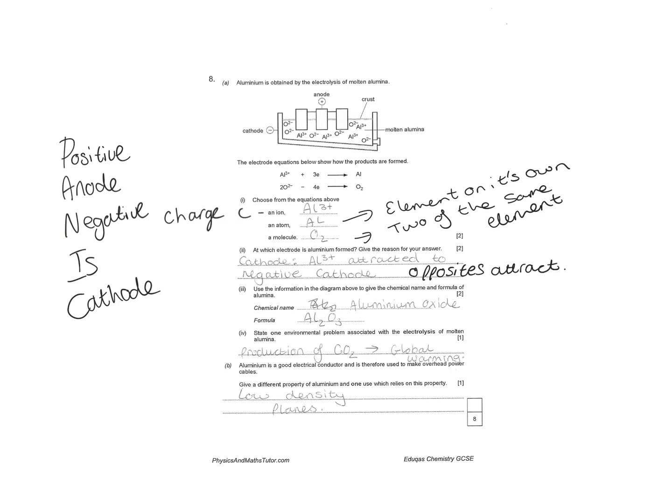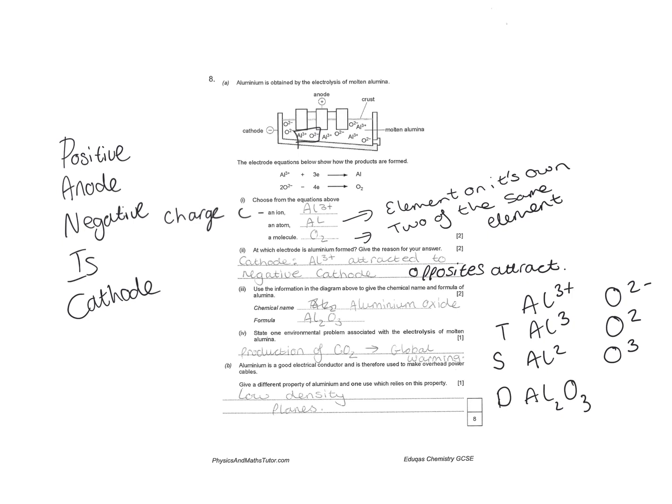Using the information in the diagram above, give the chemical name and formula of aluminium. Alumina. So alumina is formed from these 2 elements, so that's aluminium oxide again. We're going to do top, swap, drop: aluminium 3, O2. Swap them, aluminium 2, O3, drop them, Al2O3.